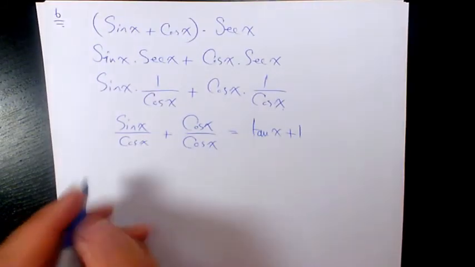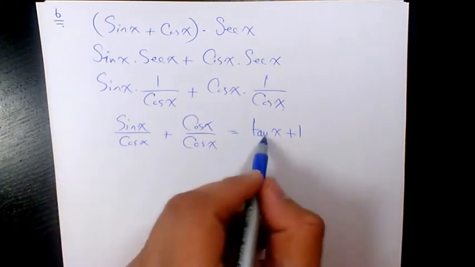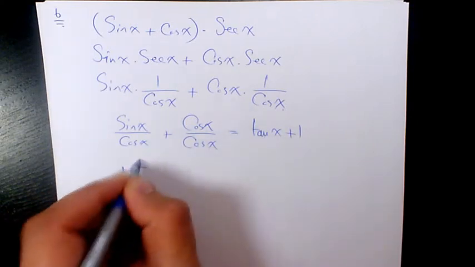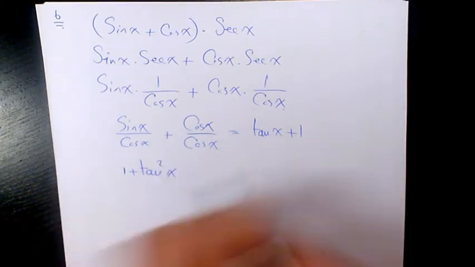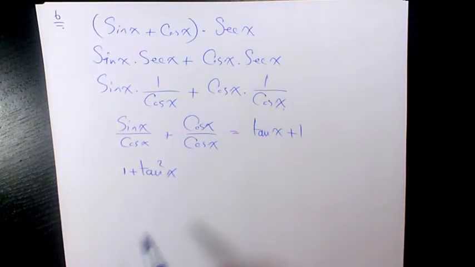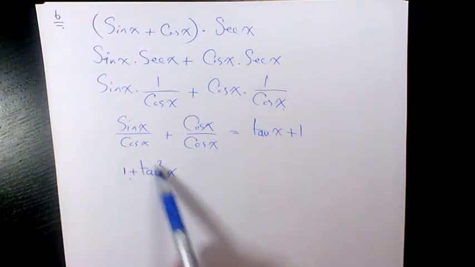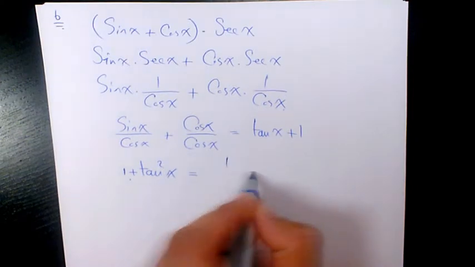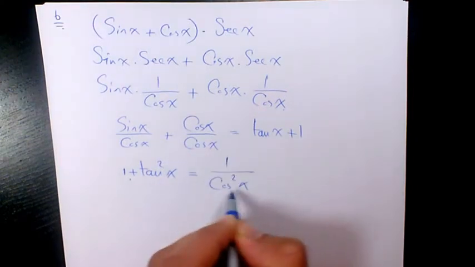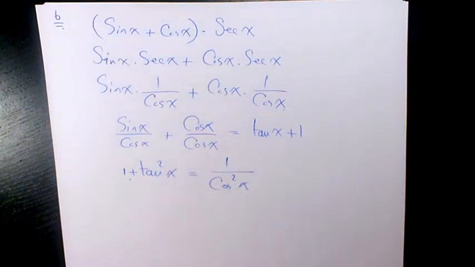Now the derivative of tan x plus 1: the derivative of tan x is 1 plus tan squared x. And the derivative of 1 is going to be 0. So 1 plus tan squared x, which will be 1 over cosine squared x. We have seen it many times. These two are equivalent. So that's going to be the answer.